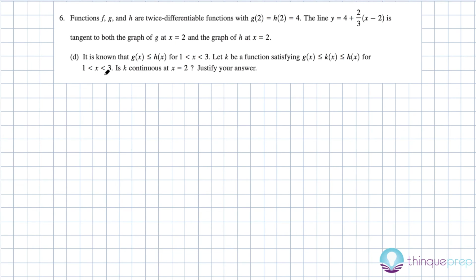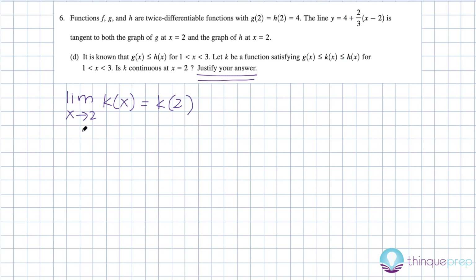So part D says, it is known that g of x is less than h of x for this interval here, 1 to 3. And then we're given this new function k, such that k is trapped between g of x and h of x for that same interval. And we're to show if k is continuous at x is equal to 2, and we need to justify our answer. How do we show continuity? This is all the way back to chapter 1 of calculus. To show continuity, we need to show that the limit as x approaches 2 of that function is equal to the value of that function when we plug in our x value.